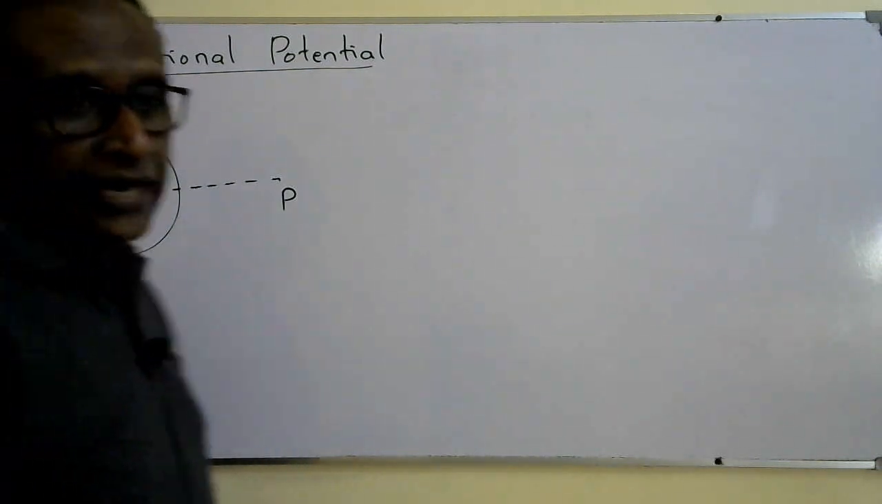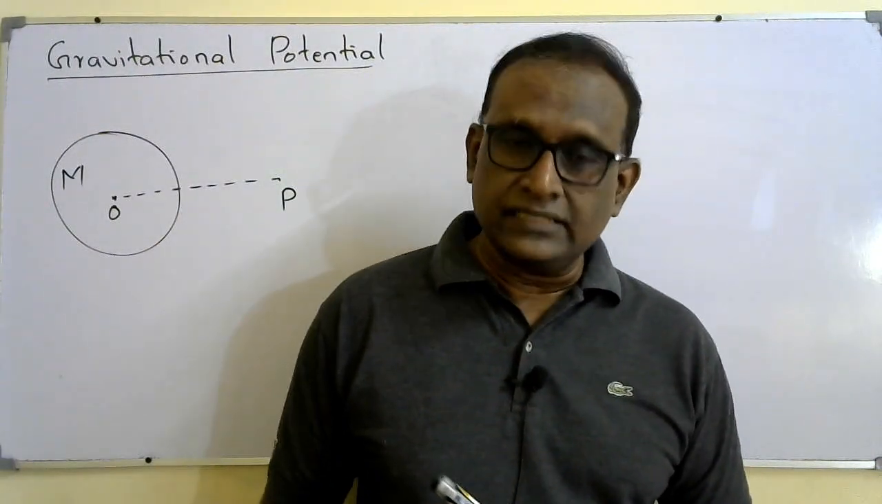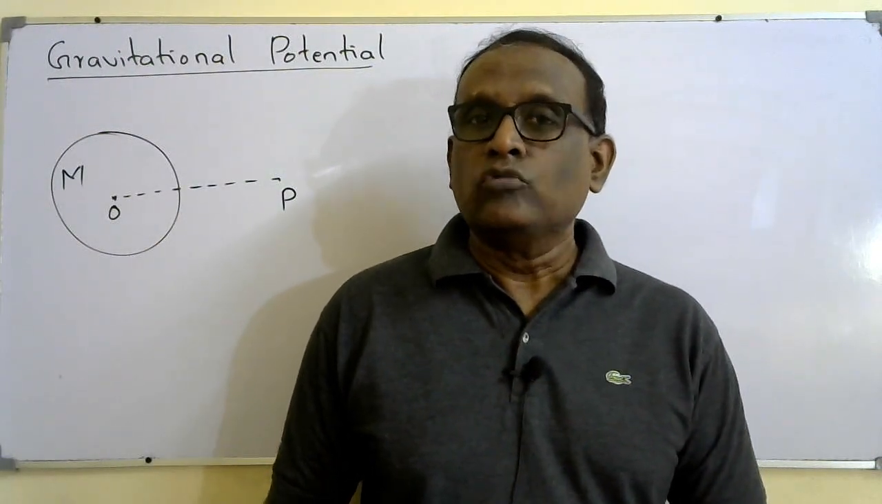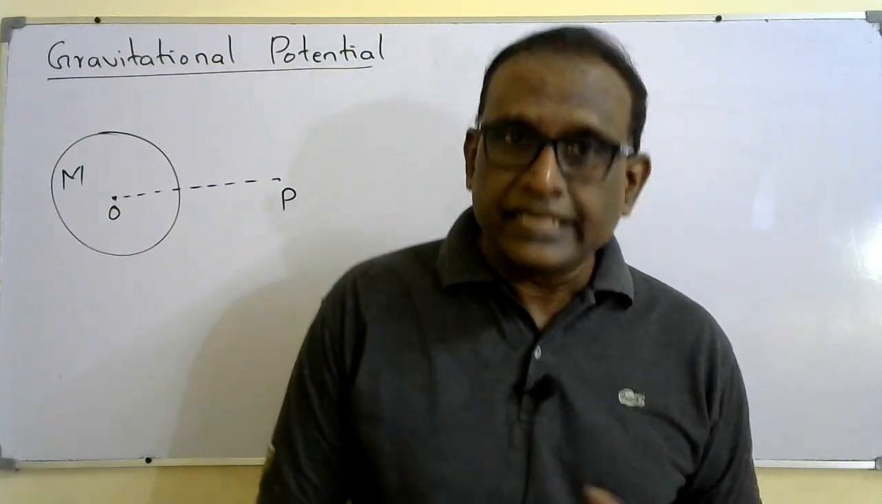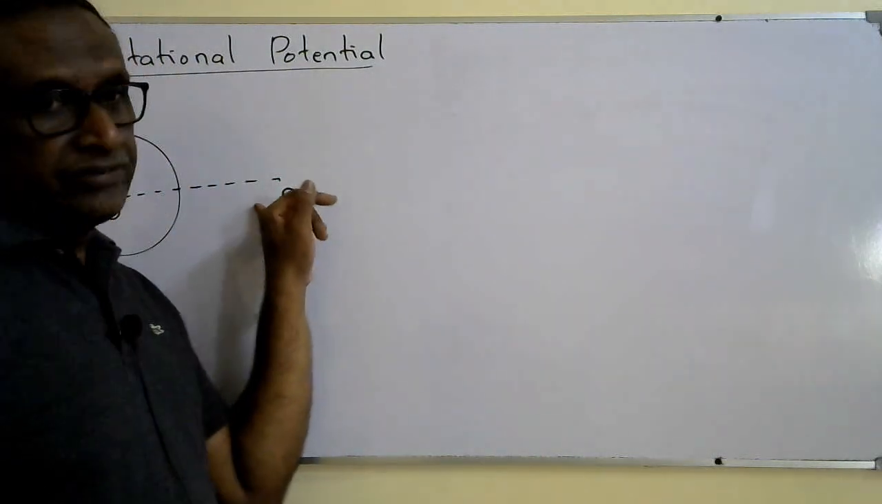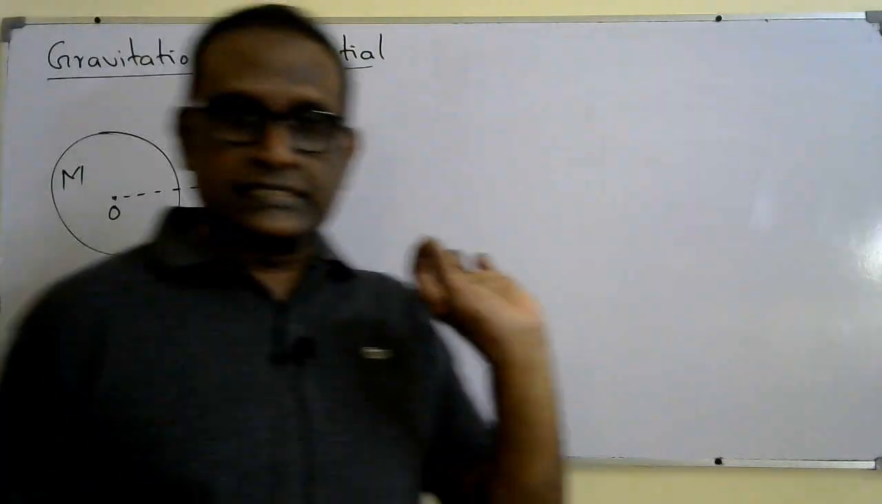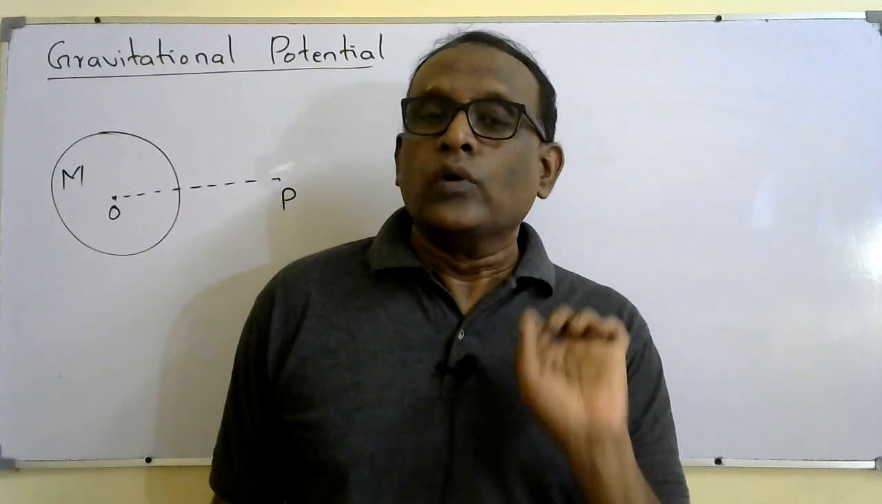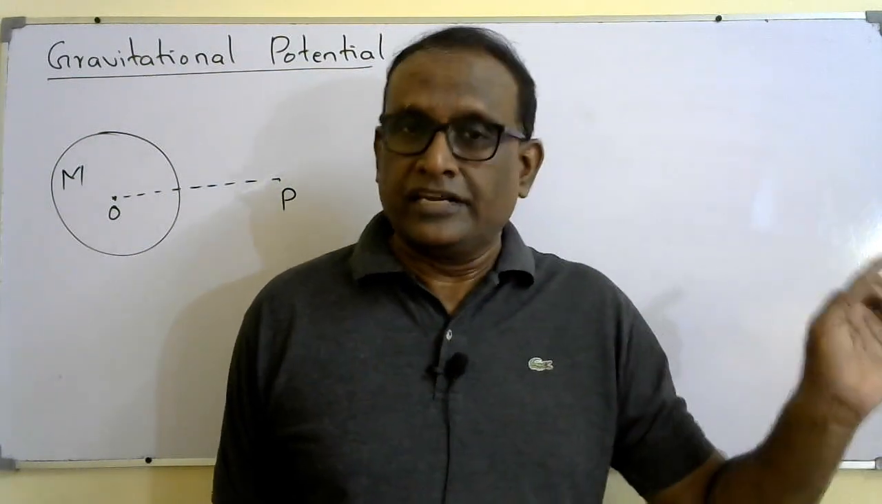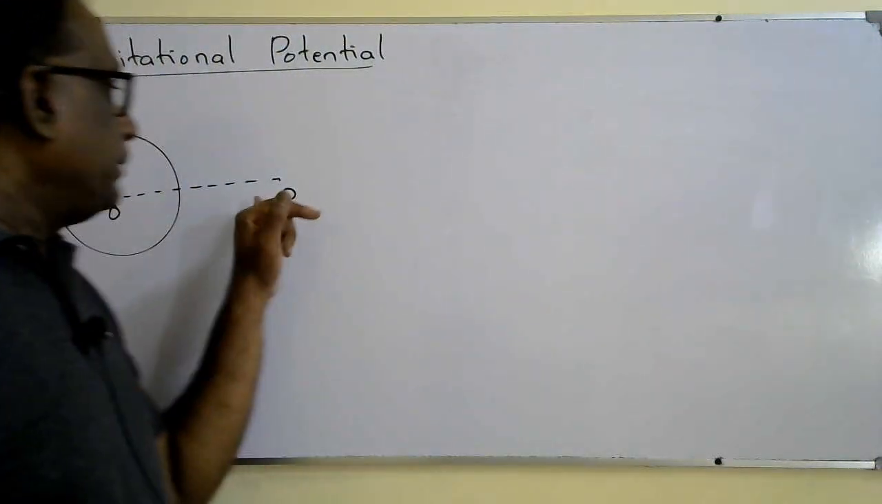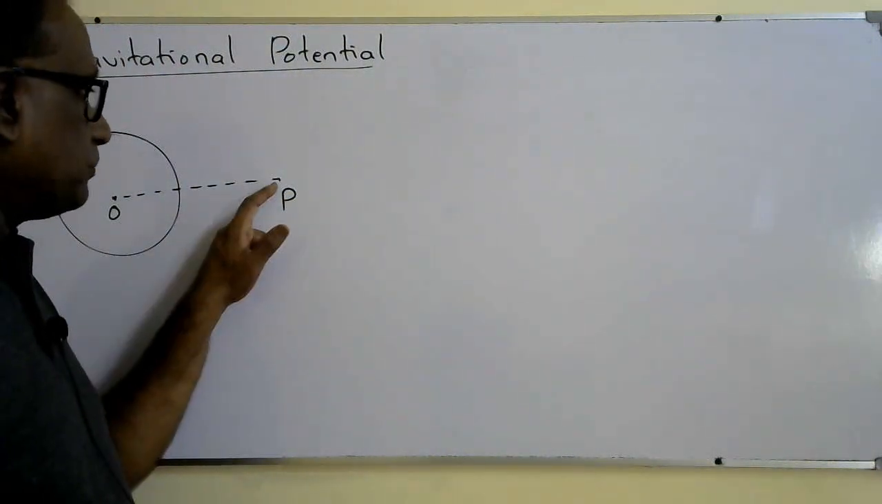Work done in moving 1 kilogram mass from infinity to point P is defined as the gravitational potential at point P. Again, I say, work done in moving 1 kilogram mass from infinite distance to point P is defined as the gravitational potential at point P. You know, gravitational force is always attractive.